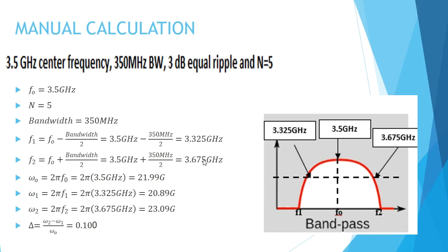This is the part of manual calculation. With the given specification, the center frequency is used to find the lower cutoff frequency and also the upper cutoff frequency. After that, the frequency is multiplied by 2 pi to get the angular frequency. Then substitute into this formula to find out the delta.